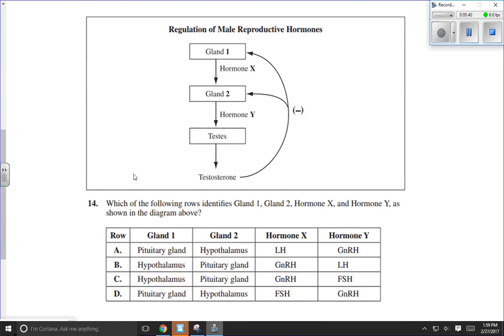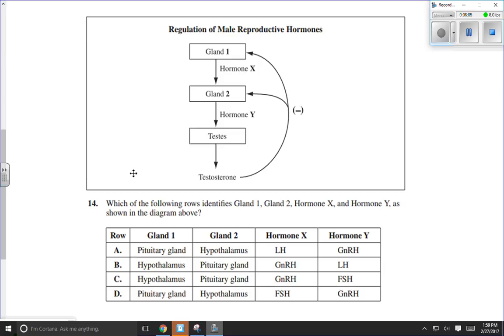So here we have a relatively easy exam question. It has regulation of male reproductive hormones. We've got gland 1, hormone X, gland 2, and hormone Y. Hormone Y is targeting the testes, so that would tell me that hormone Y must be a gonadotropic hormone. Not gonadotropic releasing hormone, but it is itself a gonadotropic hormone. So let's take a look at what these glands must be.